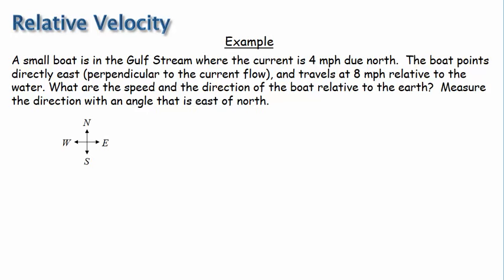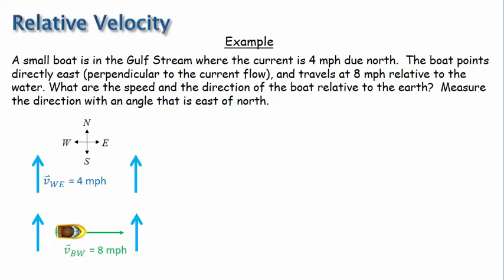And then the velocity of the water current is 4 miles per hour due north. So I've given the velocity subscripts WE for the velocity of the water relative to the Earth. And then the boat is going 8 miles per hour relative to the water. So I've given it these subscripts. And what we're trying to find is the velocity of the boat relative to the Earth. So I've written it VBE.